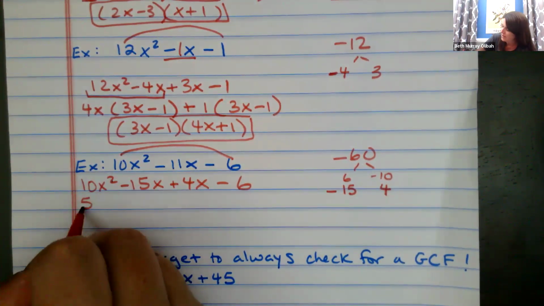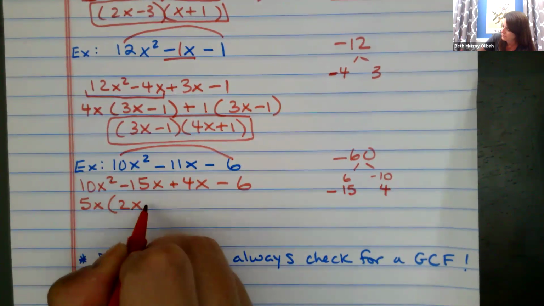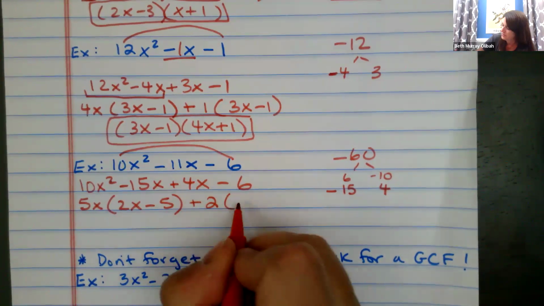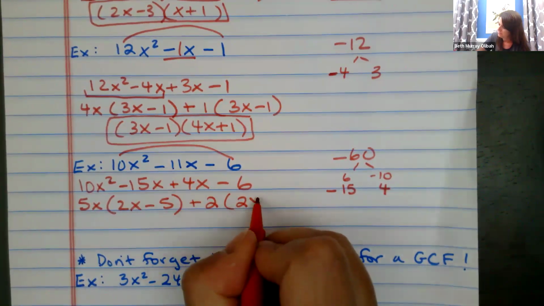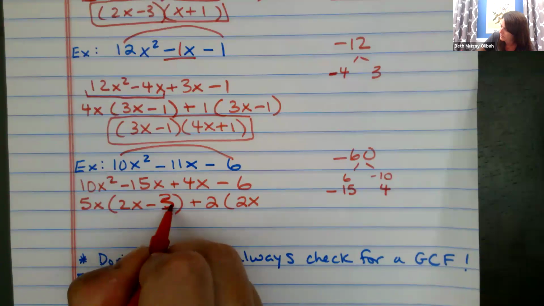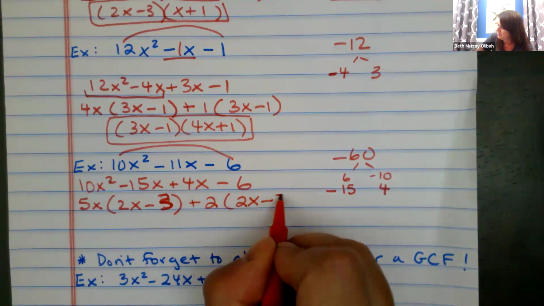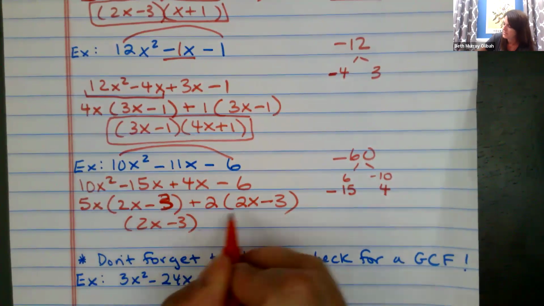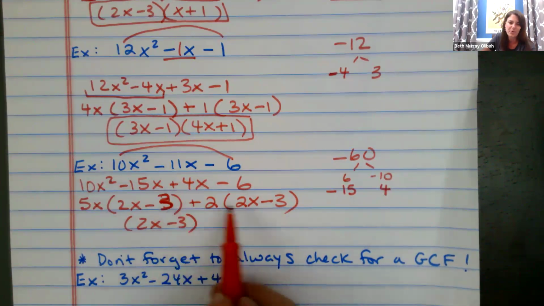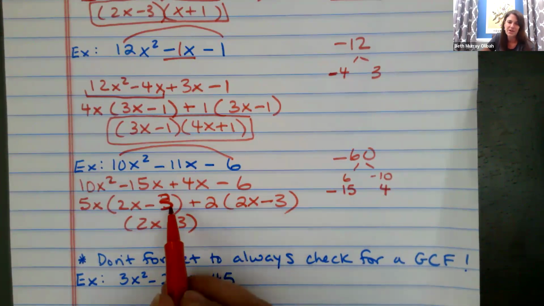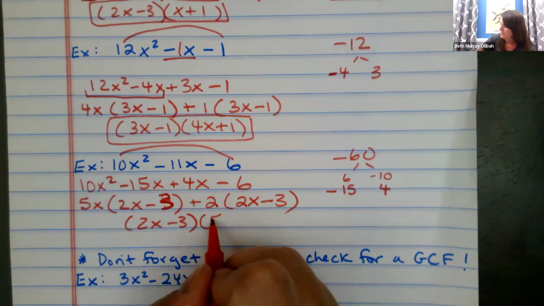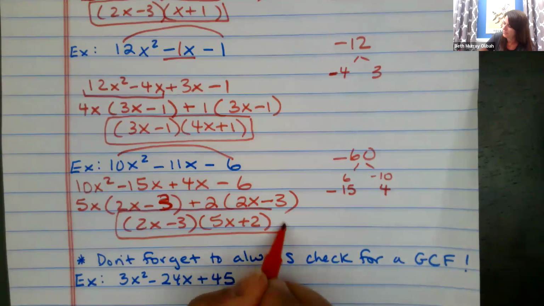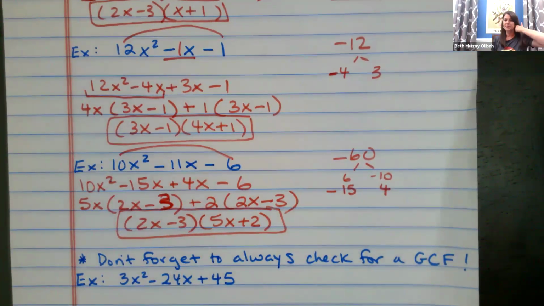I can take out a 5 and an x from the first two. And I can take out a +2. Oh, there should be a 3 from the second two. Now my parentheses match. That's how I knew I made a mistake right away, because I saw that my parentheses weren't going to match. So that's how I caught that that should be a 3. So it helps to pay attention to what you're doing so you can catch a little mistake if you make one.